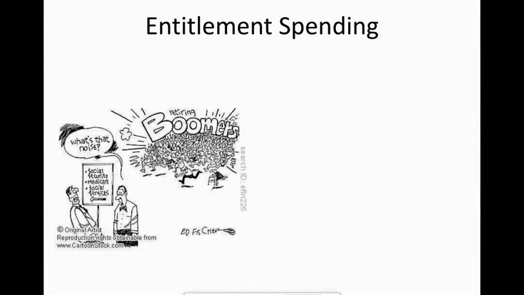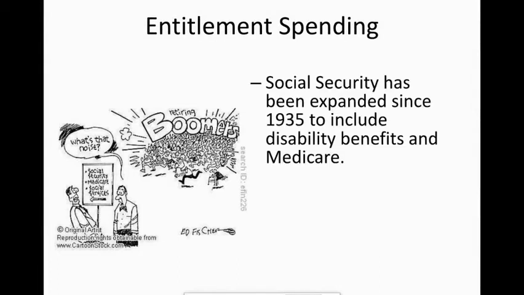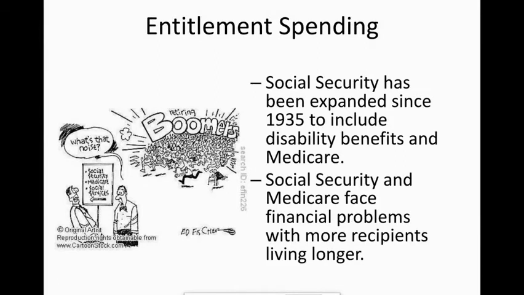So let's look at entitlement spending. This is basically Social Security since 1935. This includes disability and Medicare. More and more as time goes on, we're facing some financial problems with these, given that we have more recipients living longer. So we need to come up with more money for them.